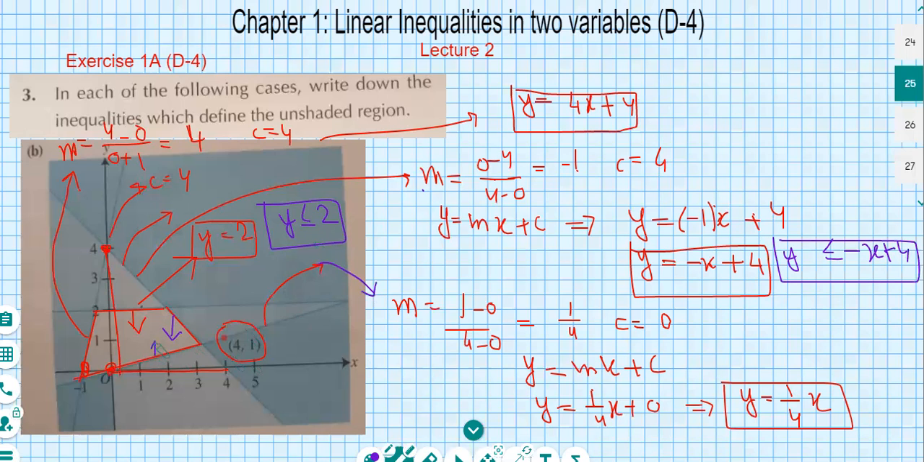Shaded region is above this line. So the inequality will become y is greater than or equal to 1 over 4x. Okay, this one. This line, the shaded region is below this line. So it means this generates an inequality y is less than or equal to 4x plus 4.